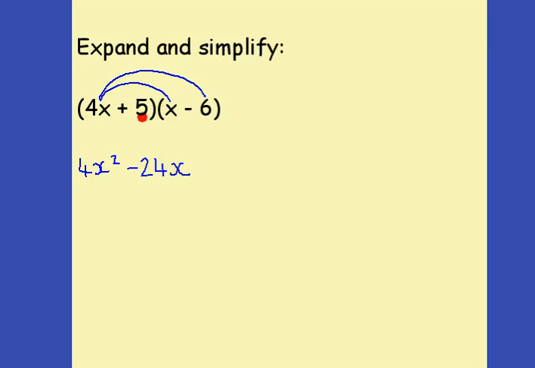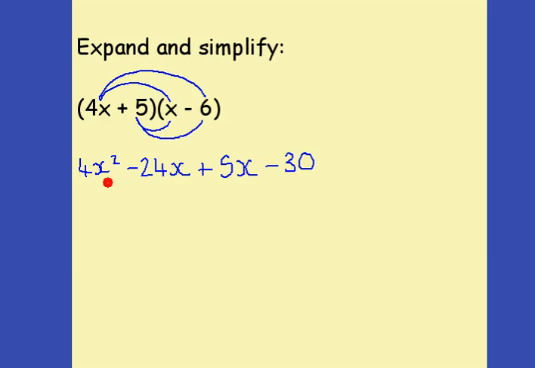We now multiply everything by plus 5. So 5 times x is plus 5x. But plus 5 times minus 6 is minus 30. We've expanded the brackets, we now need to simplify.